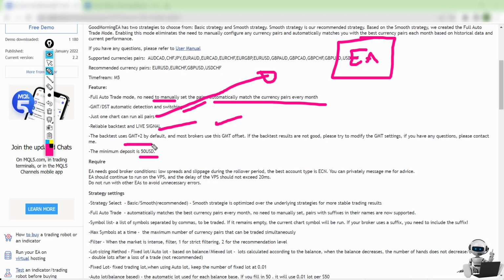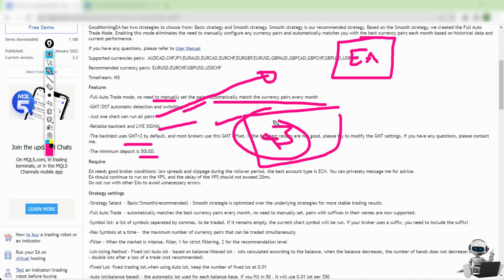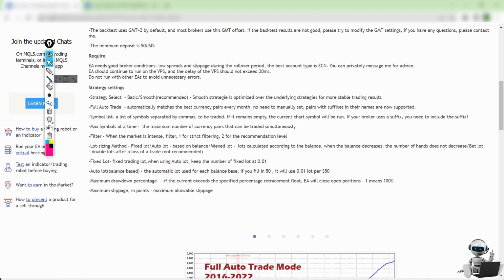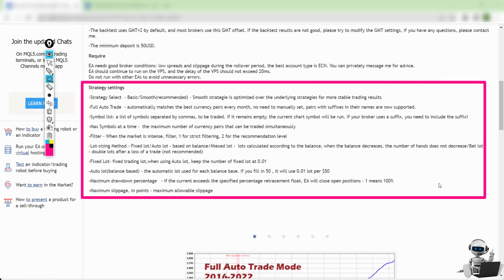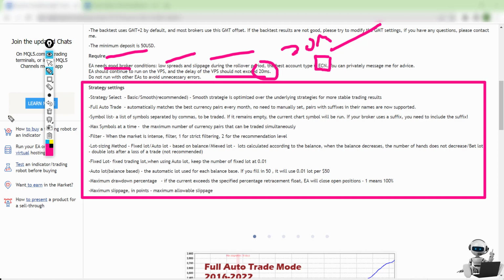For the backtest, it says that for backtesting the GMT is 2 by automatic by default, so if your broker is using GMT 3, you need to change the GMT for the backtesting. So here we have it explaining what the settings are, but I will not be explaining each of the settings. But the requirements: a good reliable broker, low spread and low slippage during the night. This is very important. ECN is always my favorite and recommended. You should use a reliable VPS and the latency should not be greater than 20 ms. And it says do not run with another EA to avoid unnecessary errors.